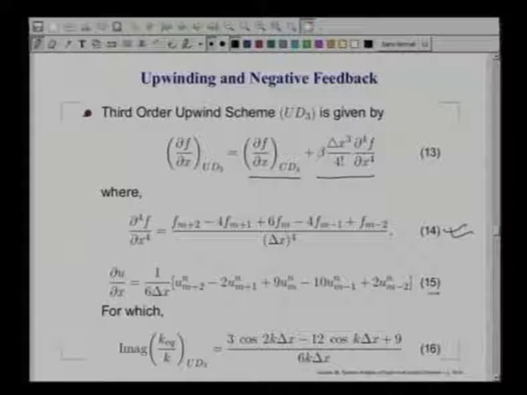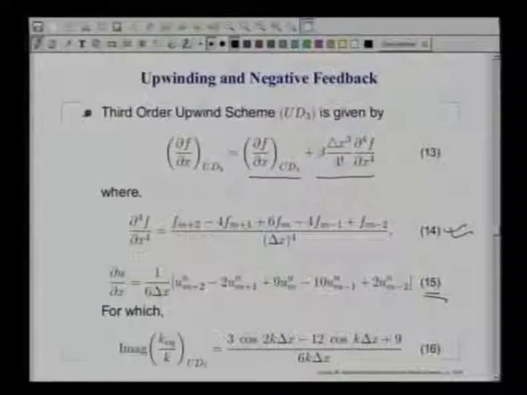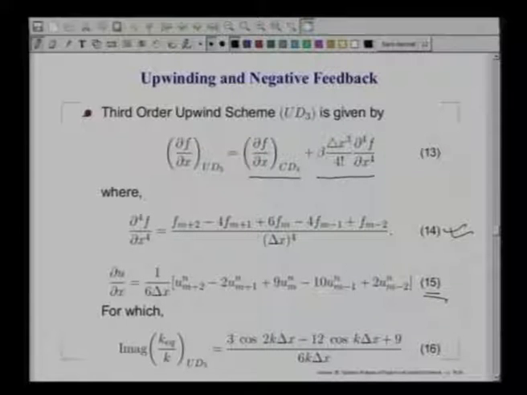Okay. So, this has been done for a case where the signal is propagating from left to right. Having done that, we have the Fourier Laplace series and we can substitute it, and we will get the real part of k equivalent by k for UD3 to be exactly the same as CD4. In addition, what we will get? An imaginary part, and that is what is shown in equation 16.